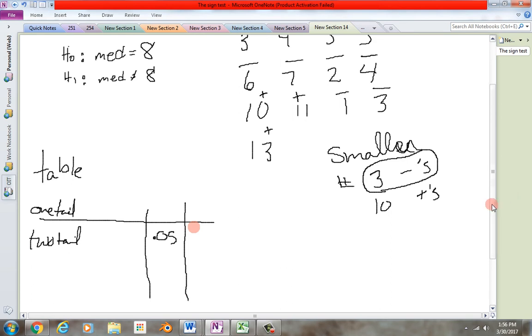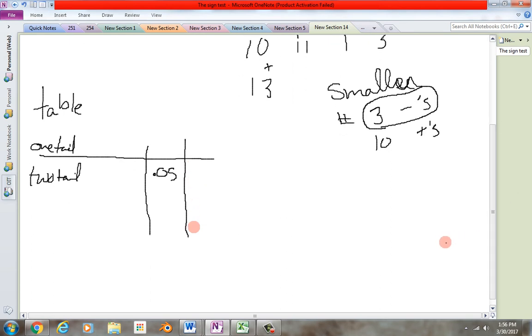And then over here on the side it asks for what n is. So over here, there's a little column that says n. And you're like, well, what's n? Well, n is the number of numbers that are not 0. So in this case, we had 13. We had 13 pluses or minuses, if you will.